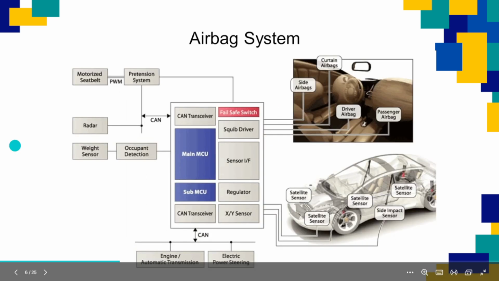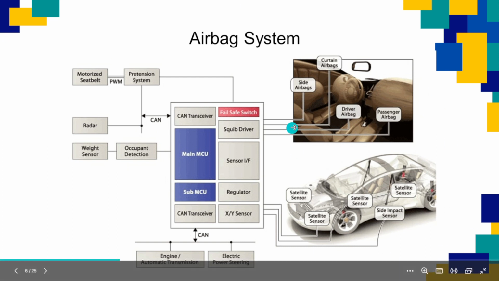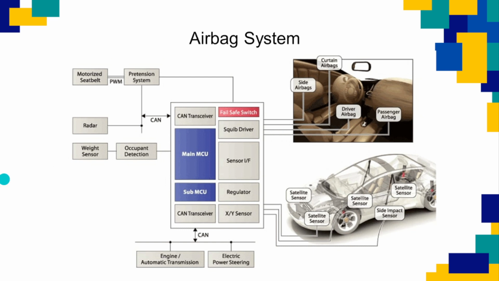Next one is the airbag system. So what is the airbag system? The airbag system in electric vehicles is a safety feature designed to protect occupants in the event of sudden deceleration. It consists of several components that work together to detect a crash and deploy airbags to help reduce the potential for injury.